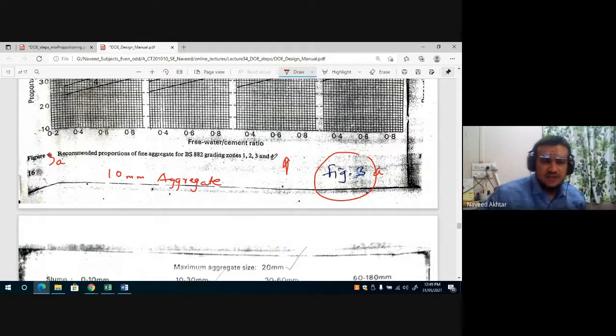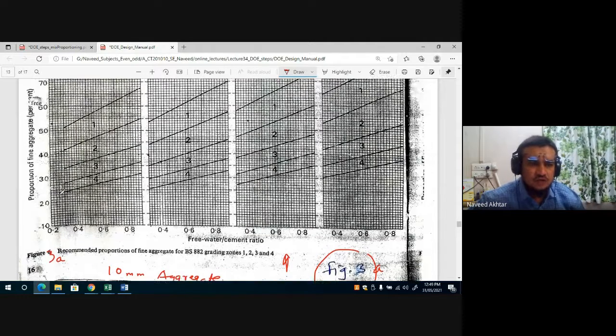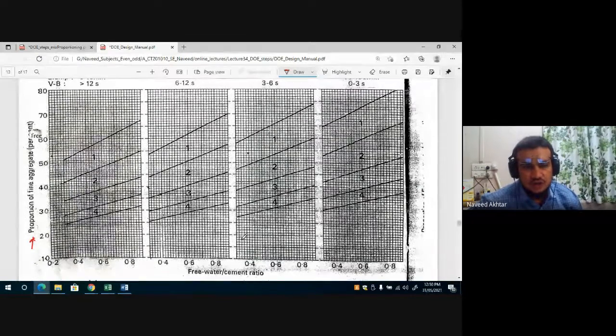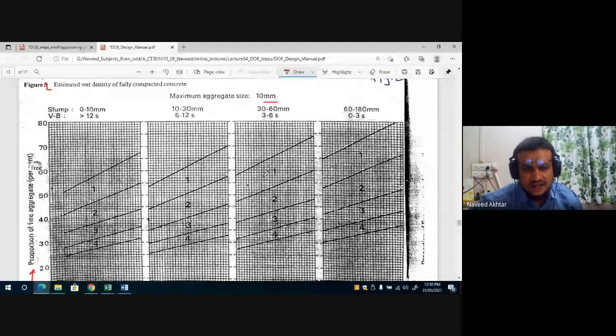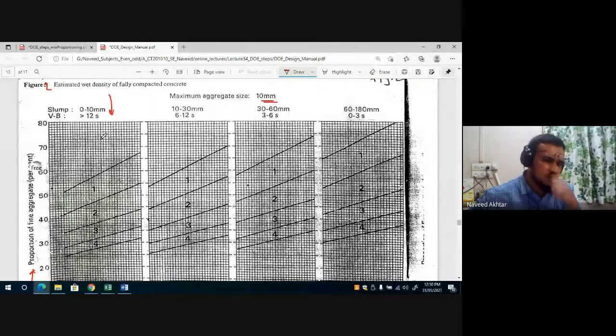So from this figure you can find out the proportion of fine aggregate, because you know the free water to cement ratio. You can see here on the y-axis is the proportion of fine aggregate. So based on the free water to cement ratio, the size of aggregate, and the value of slump, different graphs are there, and based on that graph, you can find out the proportion of fine aggregate.